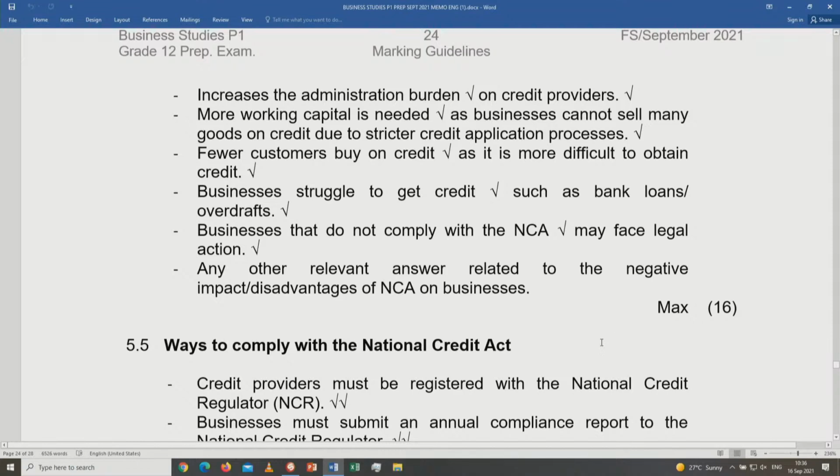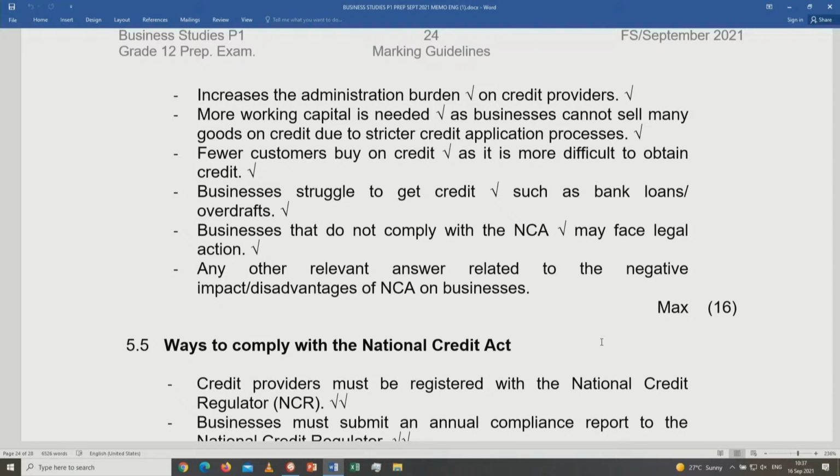And again here, remember it's an impact. Some learners may focus only on the positives or the advantages. Some may also focus only on the negatives, or some may combine the two. You mark accordingly and you award marks as required. But the maximum marks for this is 16 marks.